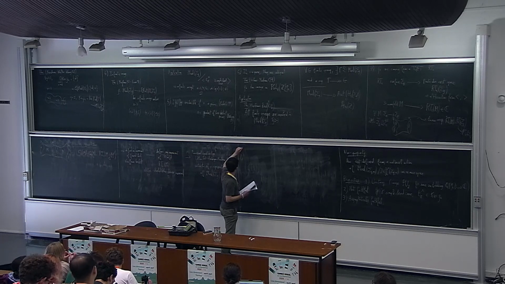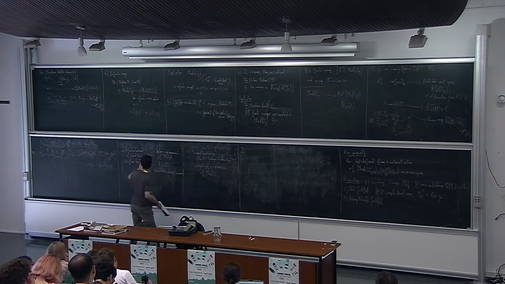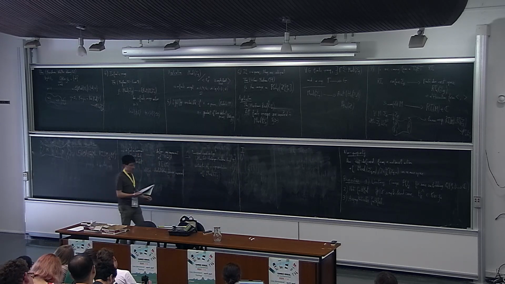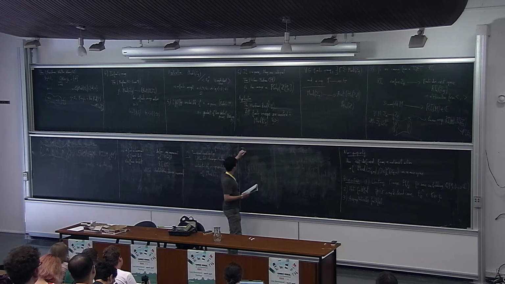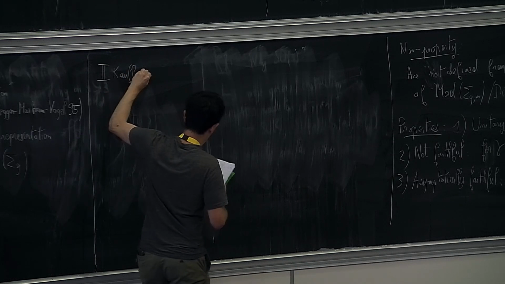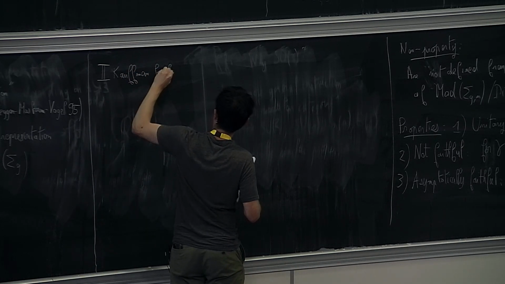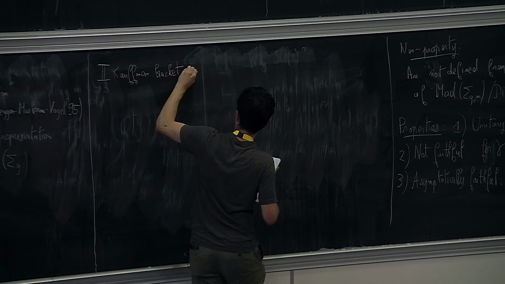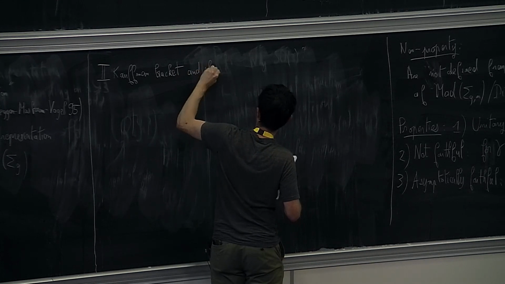Okay, so this was the end of my introduction, and now I will focus on defining this first ingredient. We'll talk about the Kauffman bracket and also skein modules of 3-manifolds.